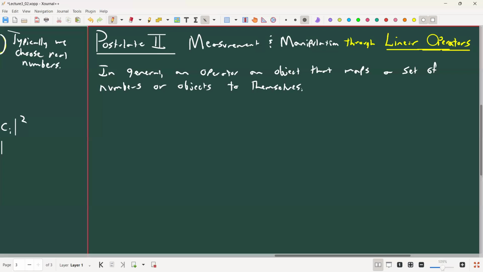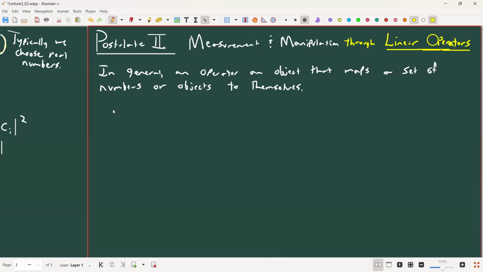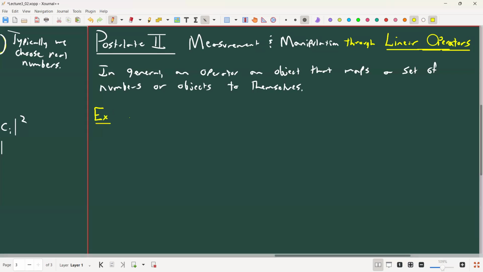So we can think about measurement and manipulation of wave functions. Operators are objects that take wave functions and either return a new wave function or the same one. All right, so here's a great example of an operator that you guys have learned for, let's say, roughly 20 years. You've known it.